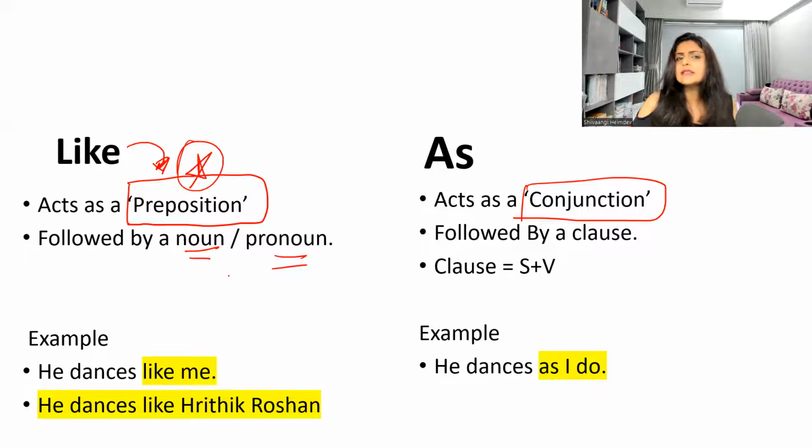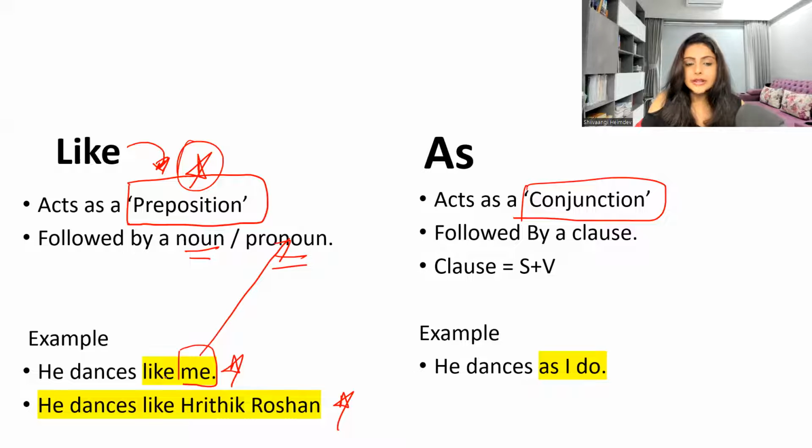Let me make this very simple for you. Let's look at these examples and understand what we are trying to say. Look at the first example. He dances like me. Now, what is me? Me is a pronoun. So like is followed by a pronoun over here. So what is like in this particular sentence? It is a preposition. Any word that is followed by a noun or a pronoun is a preposition, because it indicates the position.